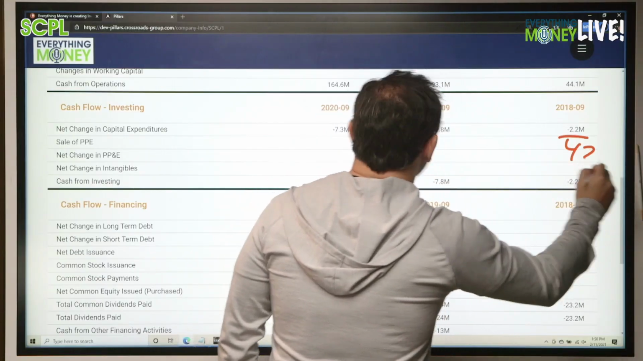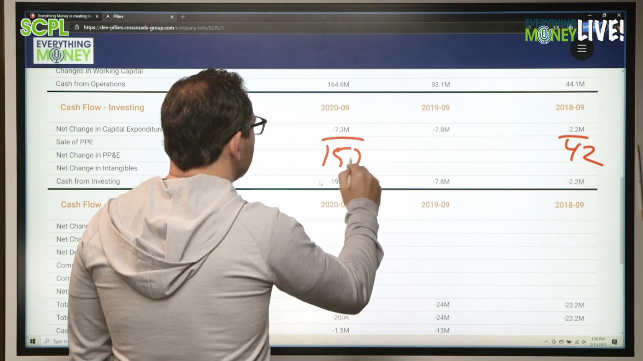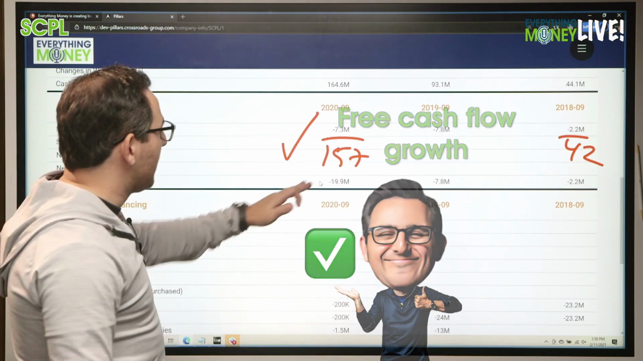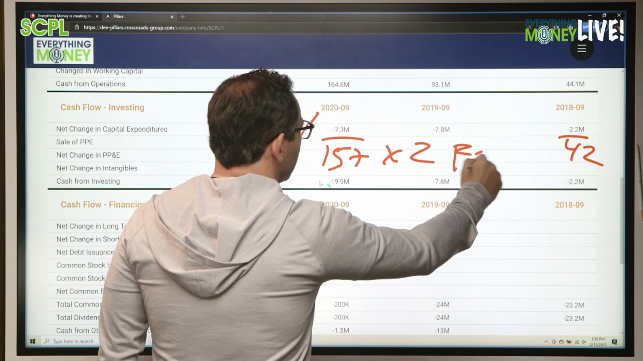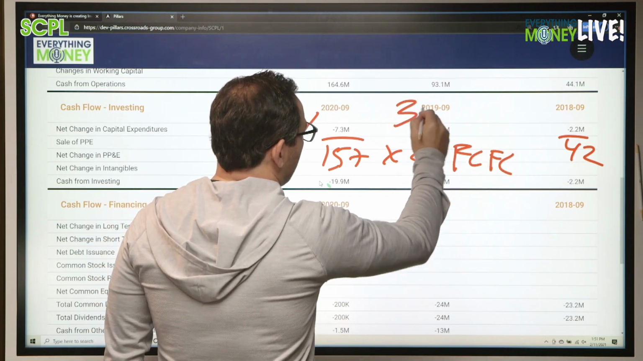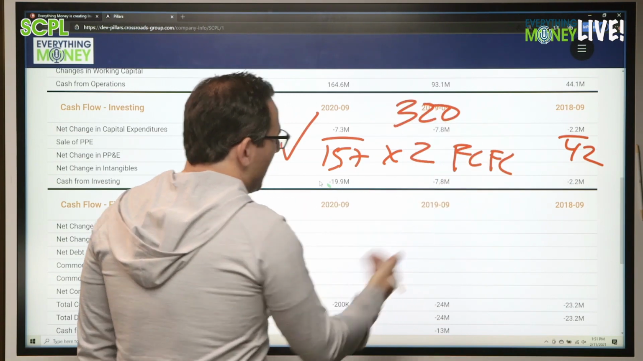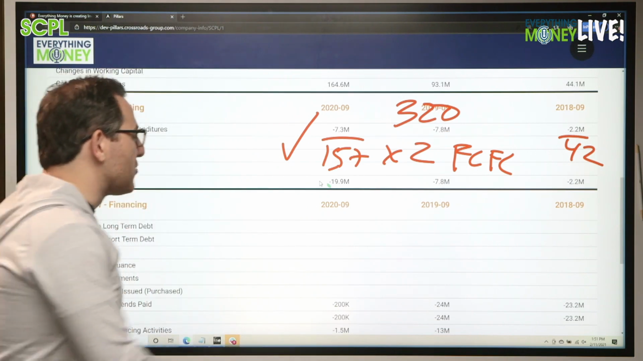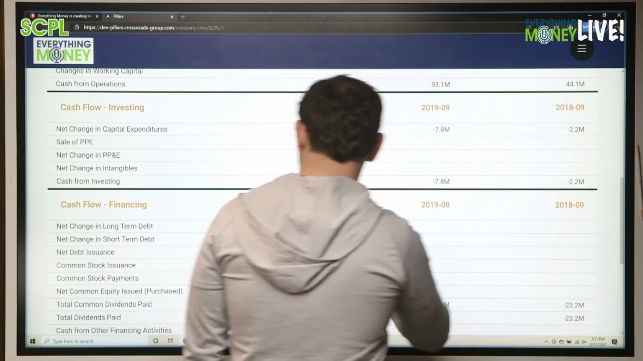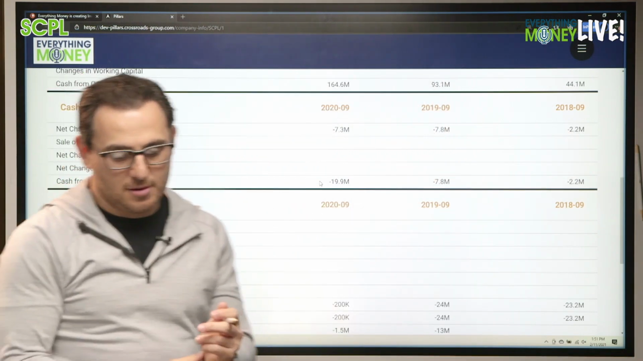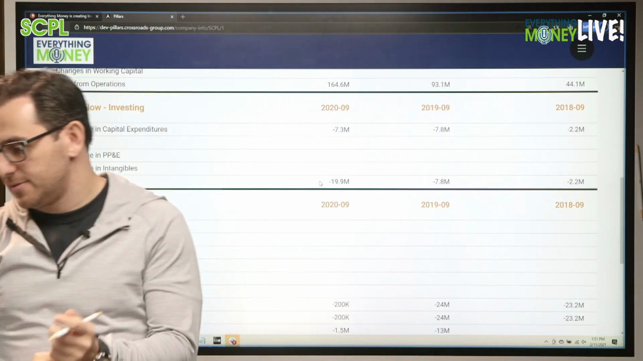Free cash flow growth is pillar number 7. 42, 157. Check mark. Good. Guys, just in the last 157, they're selling for roughly 2 times free cash flow because the actual market cap is around 320. So something tells me this is a very, hey Don, what does this company do? If you guys have any insight out there, let us know what we might be missing on this company.